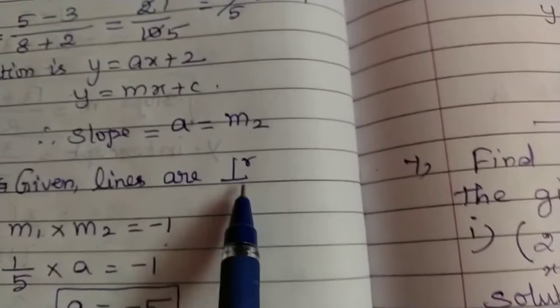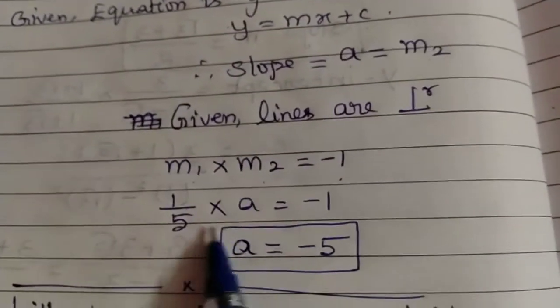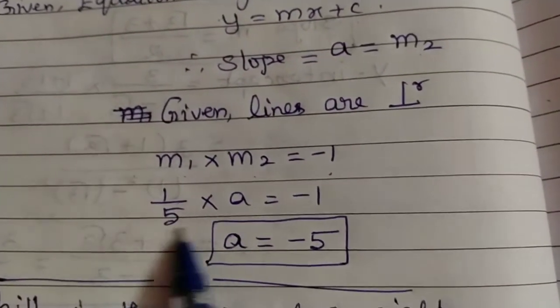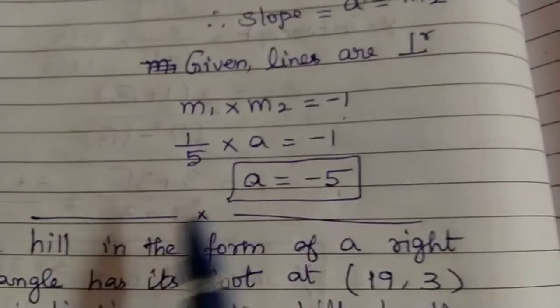Given the lines are perpendicular, m1 into m2 equals minus 1. That is, m1 is 1 by 5, m2 is a. 1 by 5 into a equals minus 1. Cross multiply, a equals minus 5. We get the answer.